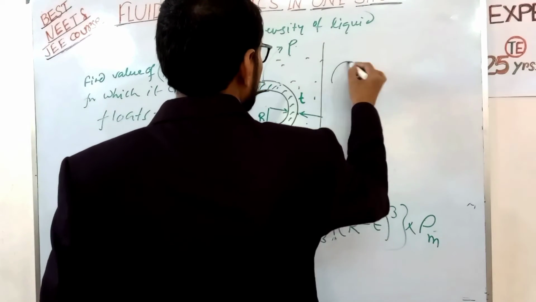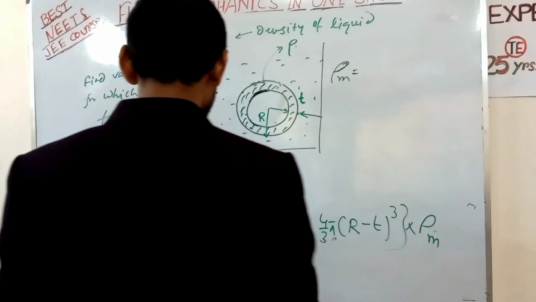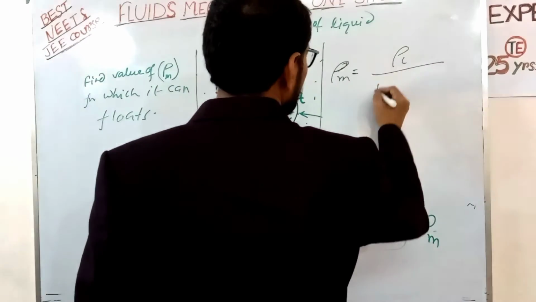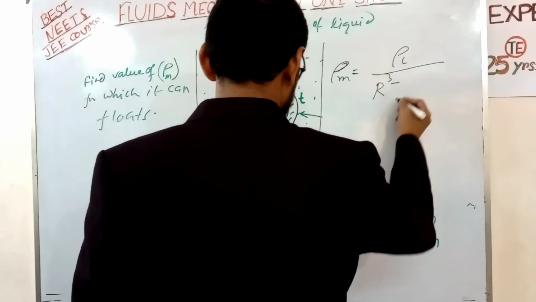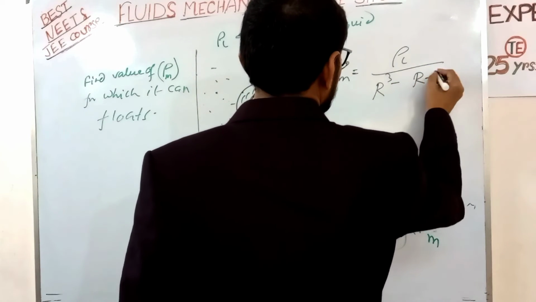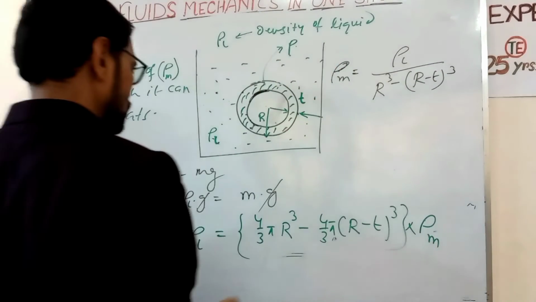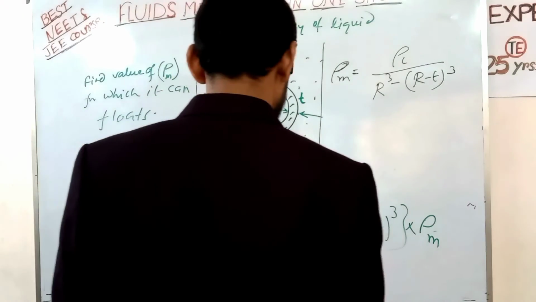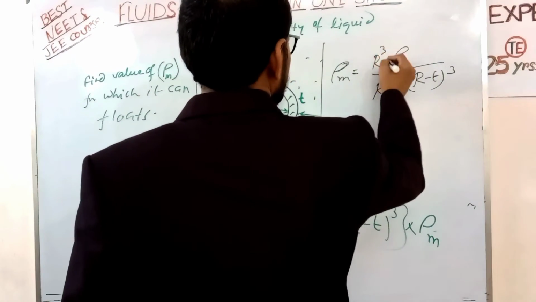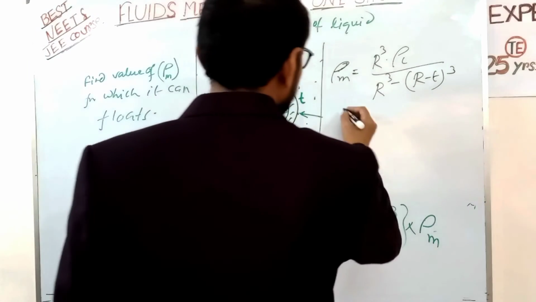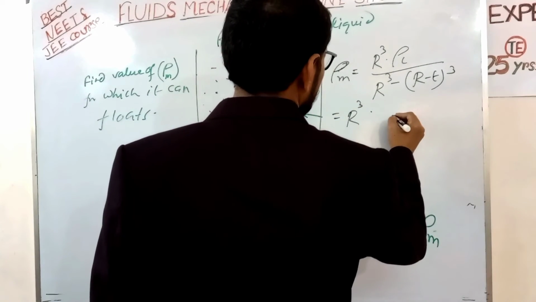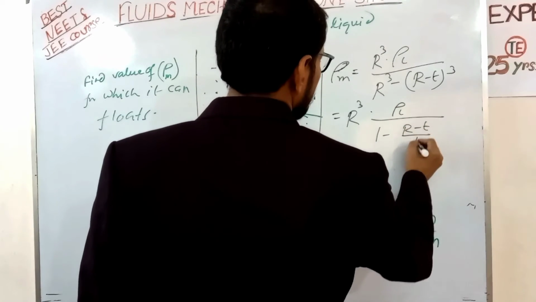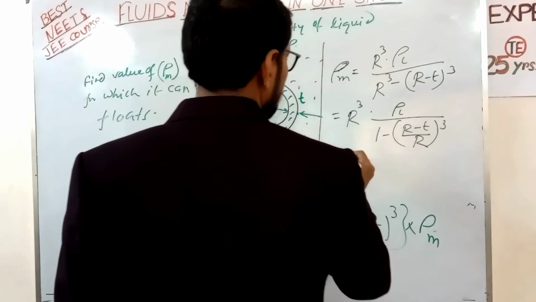So rho m, the density of the material, equals rho L by 4/3 pi, the 4/3 pi cancels, divided by r cubed minus (r minus t) whole cubed. 4/3 pi cancels, and r cubed into this. So rho m equals this. Now if we divide it by r cube, we get this.